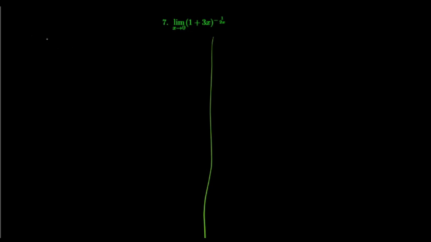We're going to take natural log. But before that, the solution. I want to use y to denote the given function, the limit of the function. We let y be the function. The given function is (1 plus 3x) to the power of negative 1 over 2x. We use y to represent the function. You're going to see why I want to do that later.